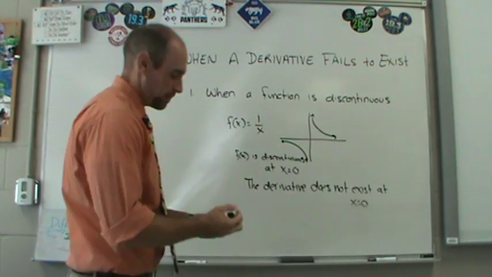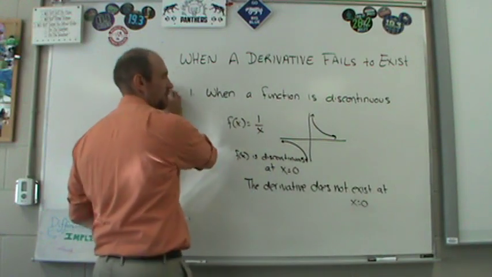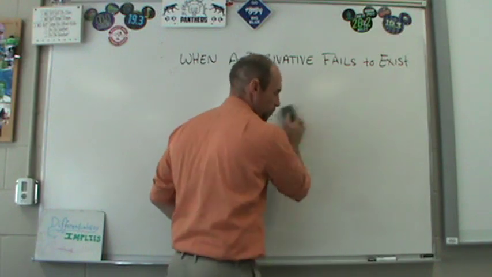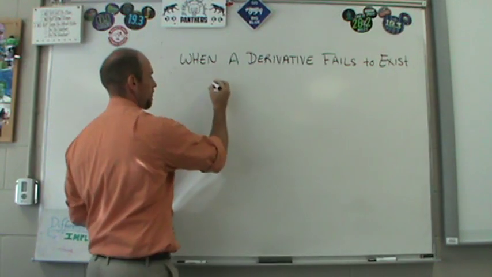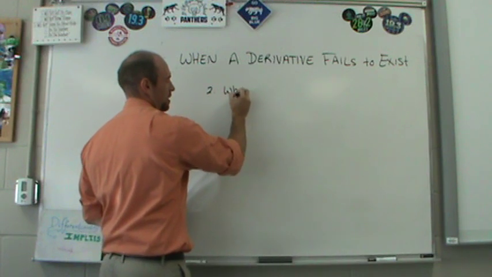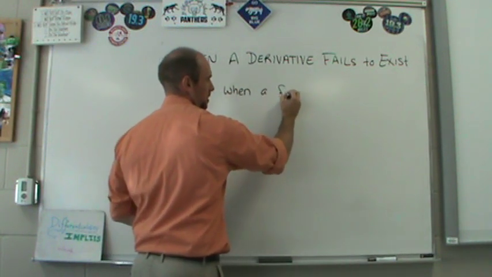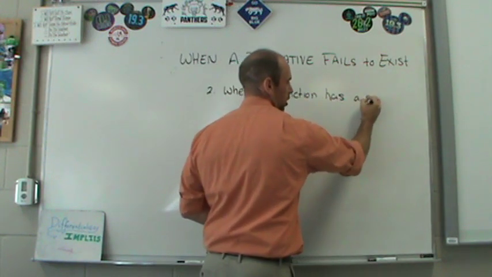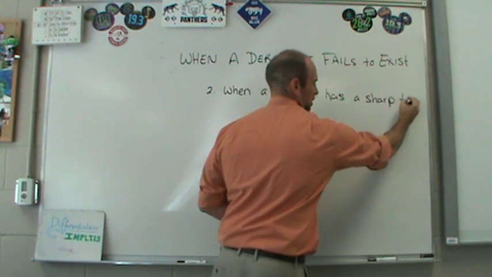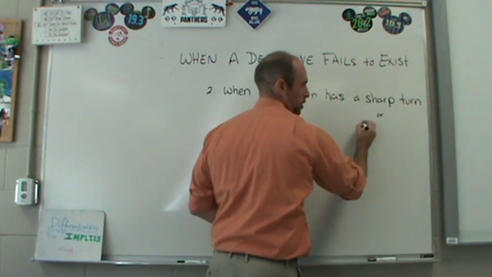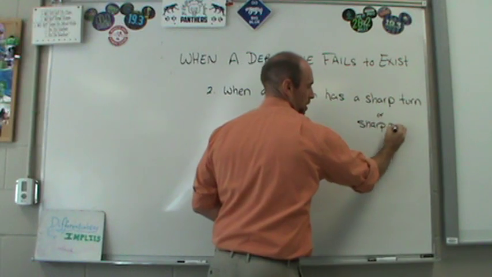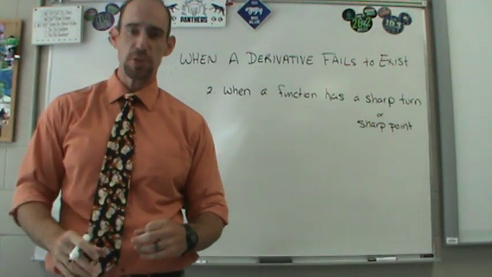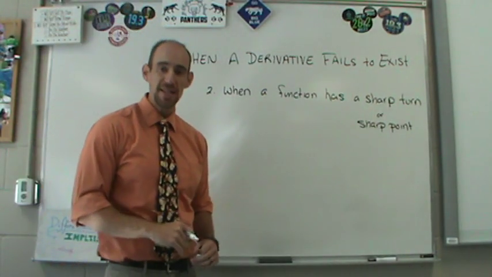All right, let's take a look at another one. Our second reason why a derivative would not exist is probably the most important. We see this all the time, is when a function has a sharp turn, or you could also say a sharp point. Whenever a function has a sharp turn or a sharp point, that derivative would not exist there.